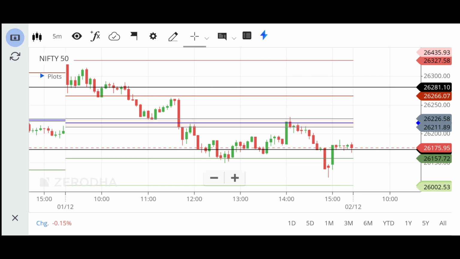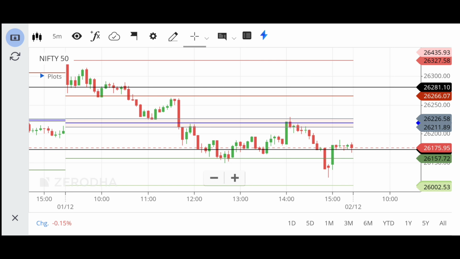So this video is all about Nifty 50 chart analysis for December 1, 2025. Basically, I will use some levels for my trade. This is a 5 minutes chart. Usually I will follow the 5 minutes chart for Nifty and Bank Nifty, and I will follow some kind of rules while taking the trade.